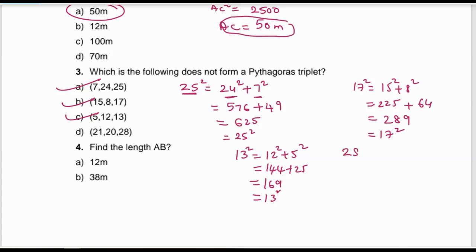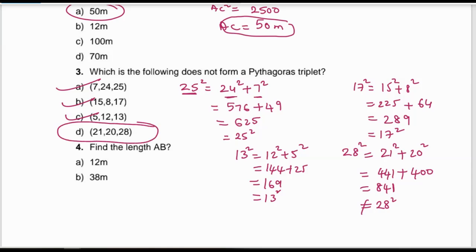Then moving on with the last one, we have 28 square equals 21 square plus 20 square. 21 square is 441 and 20 square is 400. When you add this we get 841, which is not equal to 28 square. Therefore, which of the following is not a triplet? D is not a triplet.